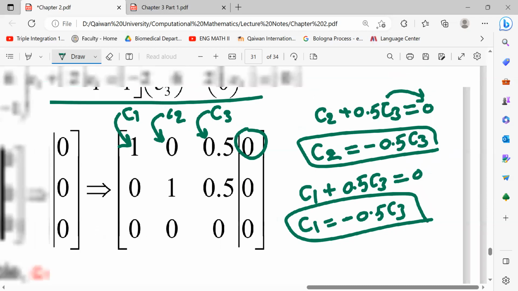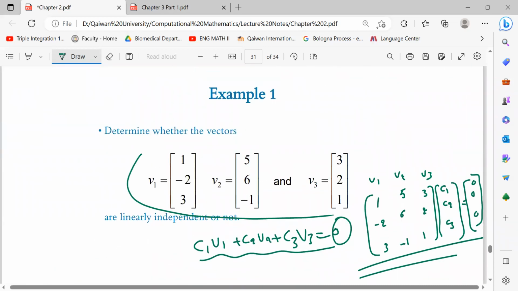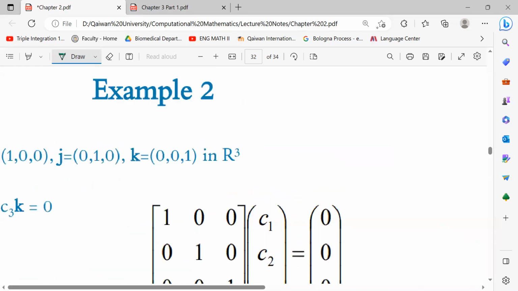So as we get that, it means these three vectors are linearly dependent, if not all these C's are 0. That means if we have at least one of the C's which is not 0, we say the system is linearly dependent. So V1, V2, V3 is linearly dependent. That's it for this example.